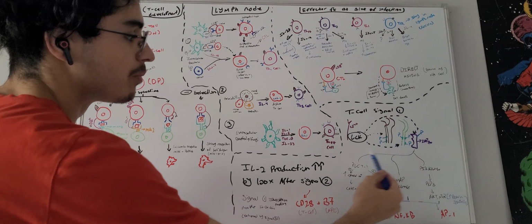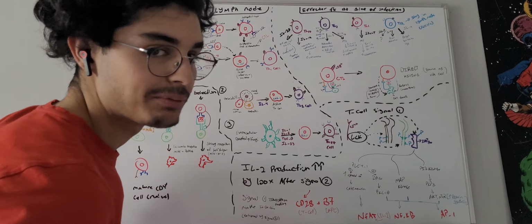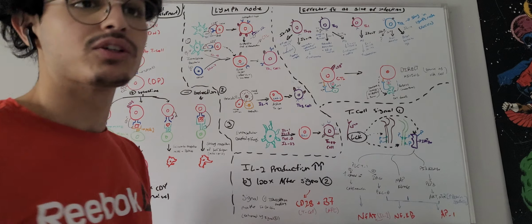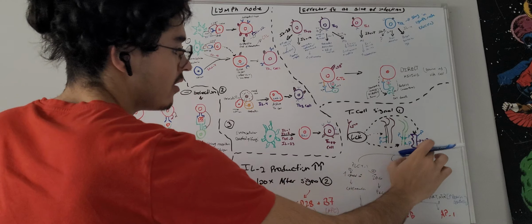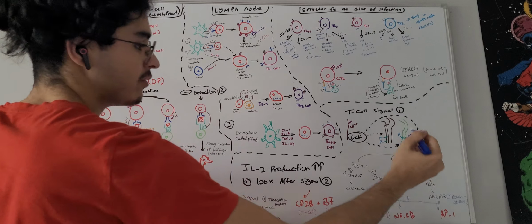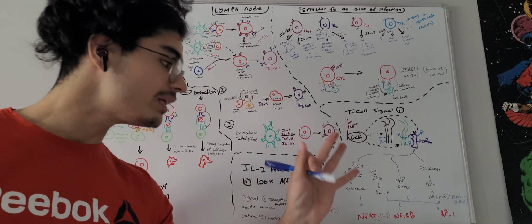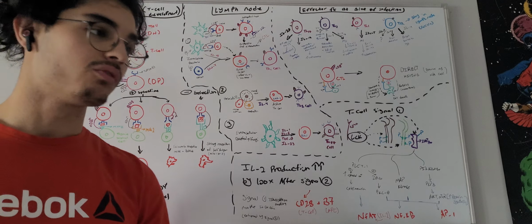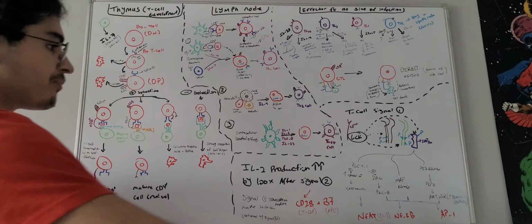And now it's in closer proximity to LCK. LCK is going to come here and phosphorylate ZAP70. Once ZAP70 gets phosphorylated by LCK, it becomes activated. Now, this guy is now activated. What is it going to do? It's going to get us to make 3 very important transcriptional factors through 4 different pathways. Okay, so let's go through that.